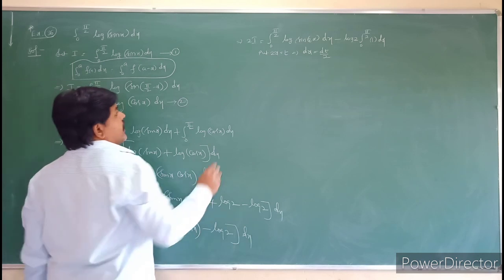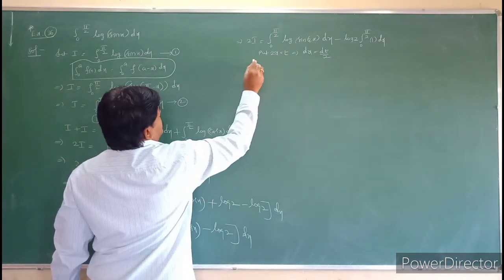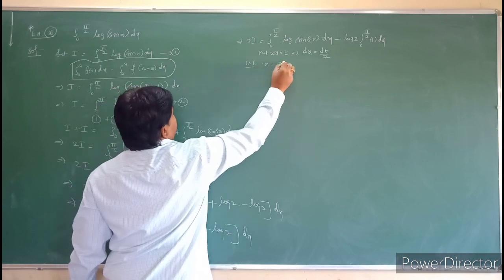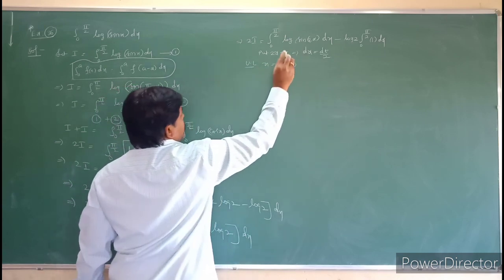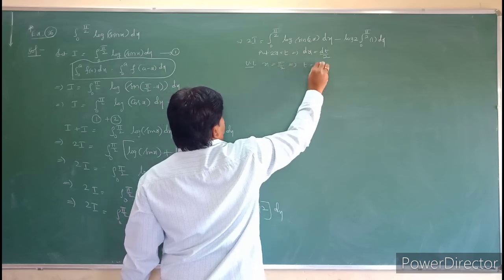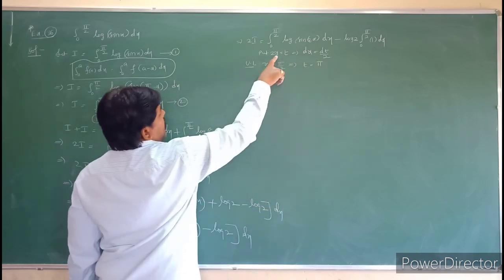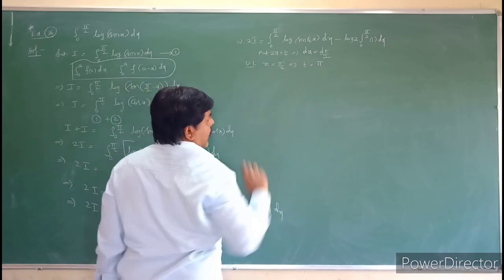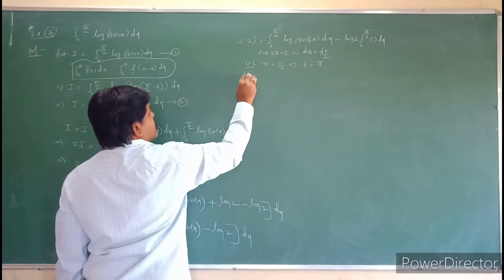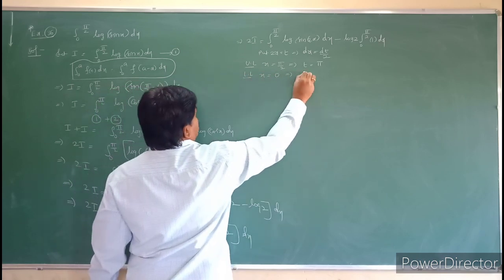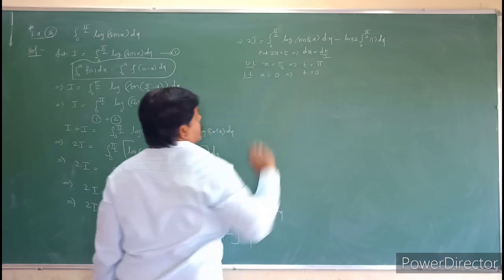So if it becomes dt by 2, what happens? The upper limit will change. If x is equal to pi by 2, what is the t value? In the place of x, replace pi by 2, then the t value will become pi. So what is the lower limit, students? The lower limit: if x is equal to 0, then t will become 0.